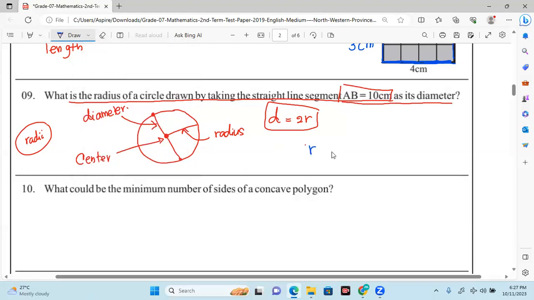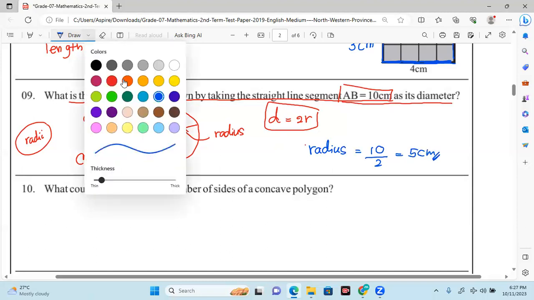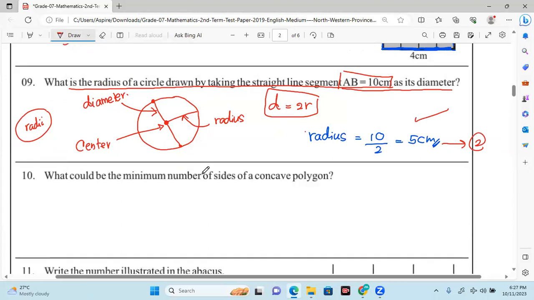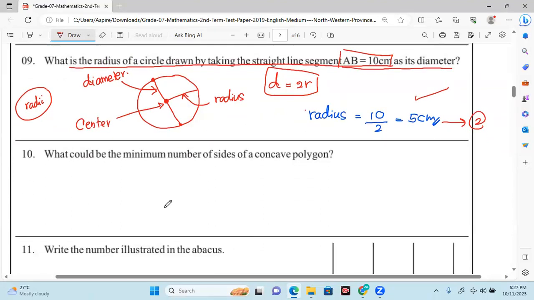Radius is equal to half of the given diameter. It is 5 centimeters. Okay. If you answer correctly, you are given 2 marks. Okay. Check whether your answers are correct or not.